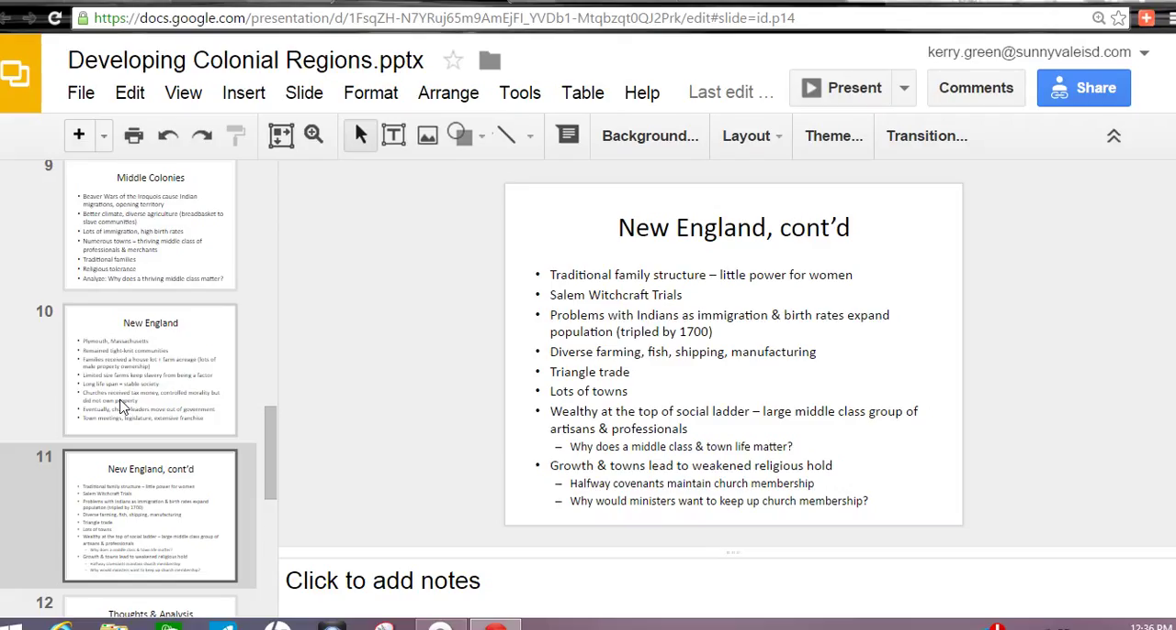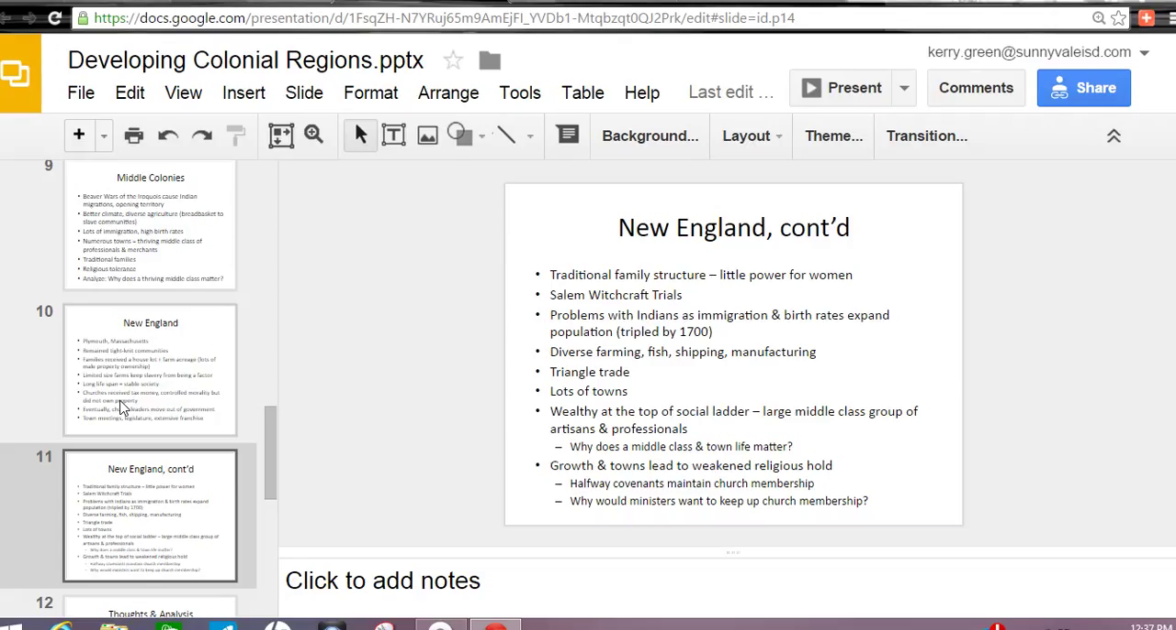You do have some problems with Indians as immigration and birth rates expand the population, because remember, they're giving family farms to everybody, and so that's going to create some problems. A lot of these issues with Indians, though, are resolved by the 1700s. And the Pequot War, that kind of thing is a part of this.